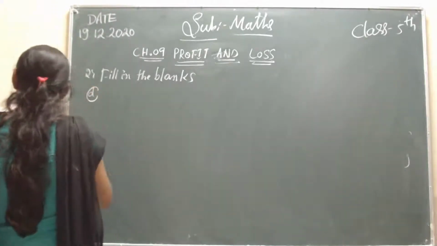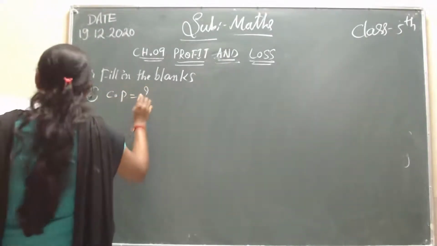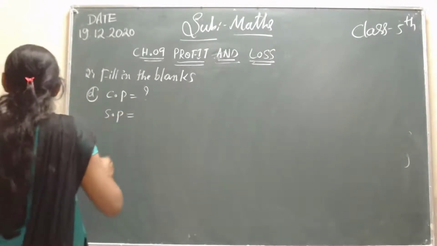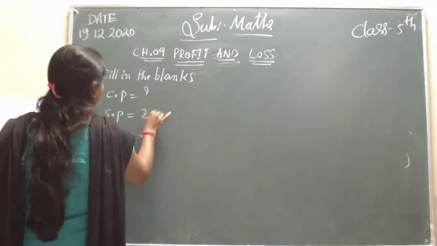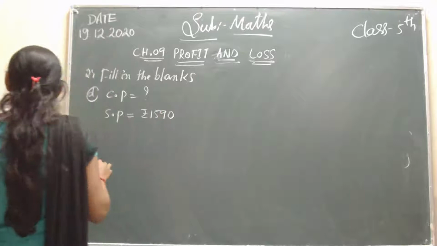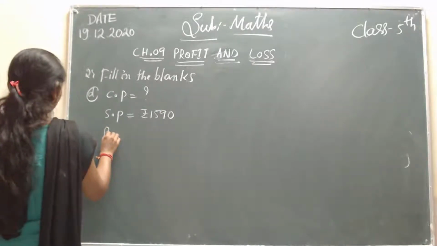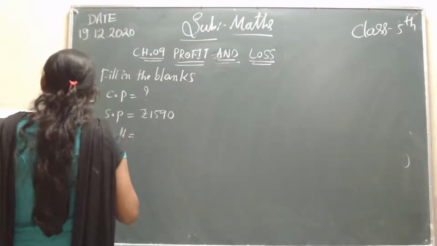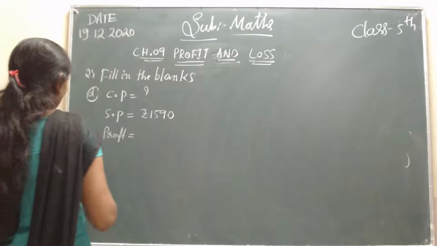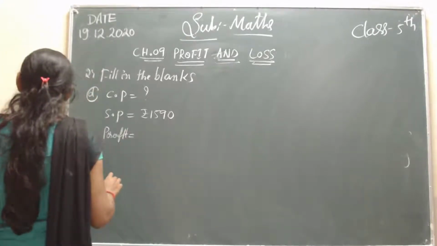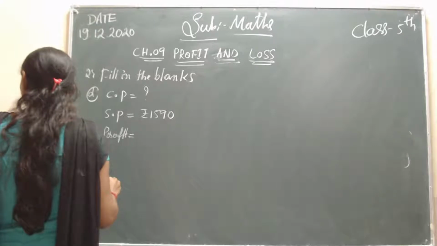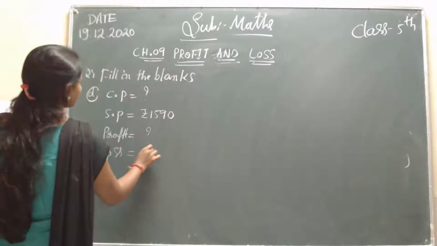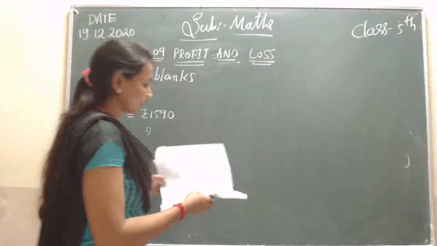Two values are already given. CP is not given, so we take it as a question mark. SP means the selling price, and the selling price given is 1,590. Profit is not given, so that is a question mark. Loss is given, and the loss is 60.